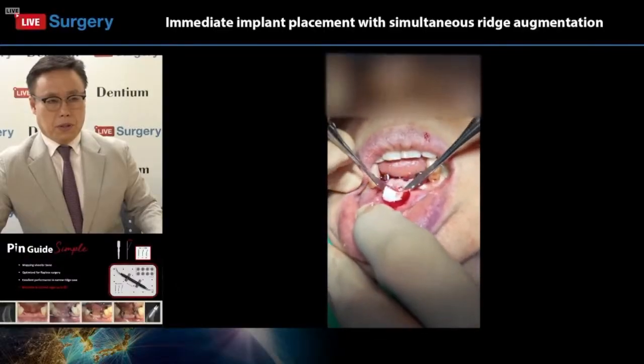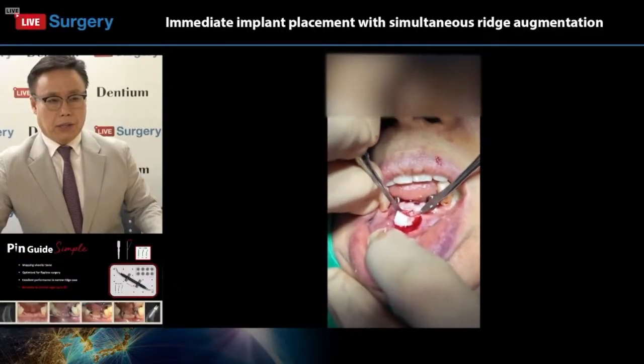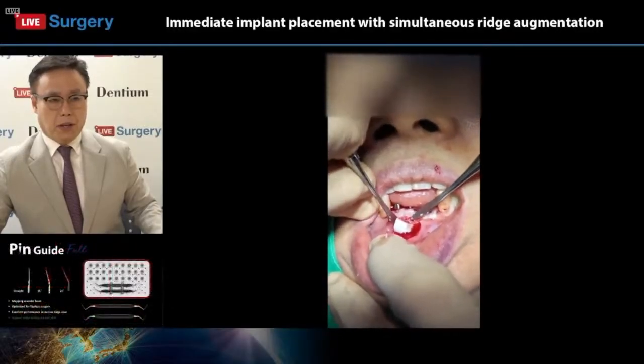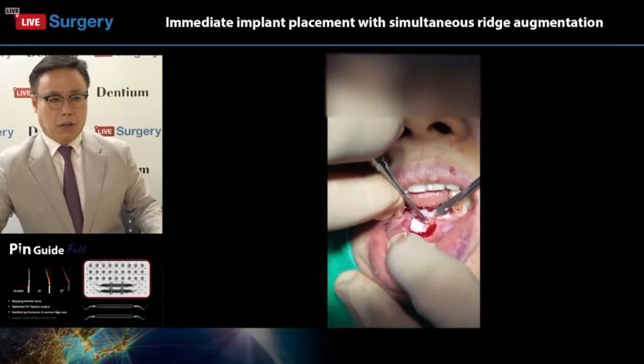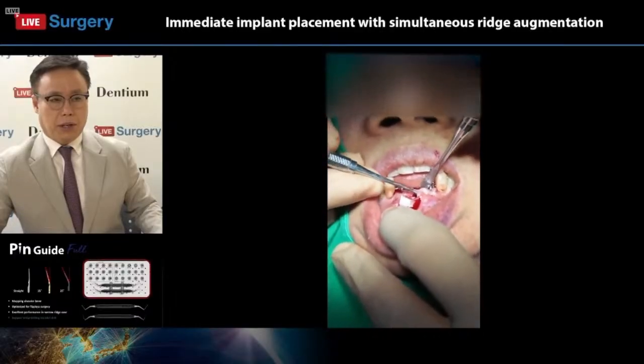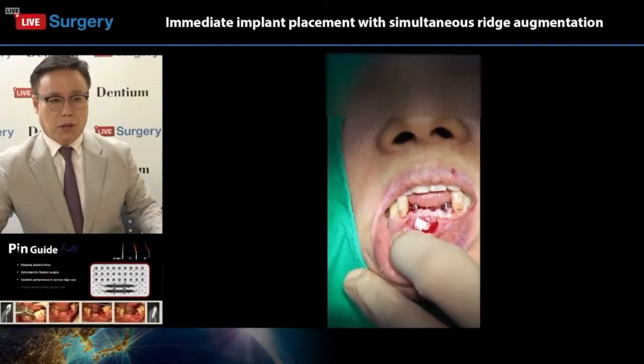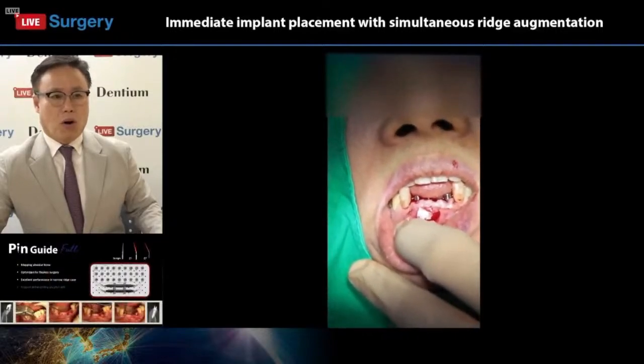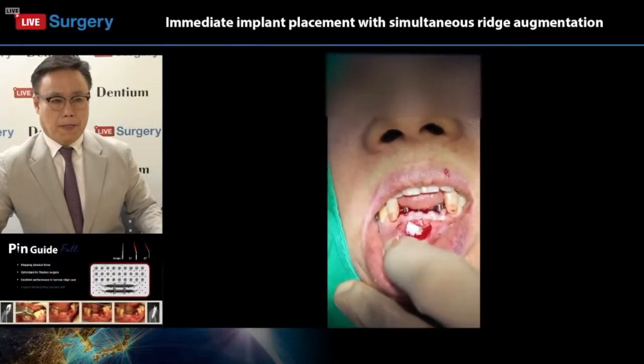If you see the base of the collagen matrix, it's absorbing the blood from the bottom, so it's moisturized, hydrated, and becoming soft. It's more convenient for manipulating.